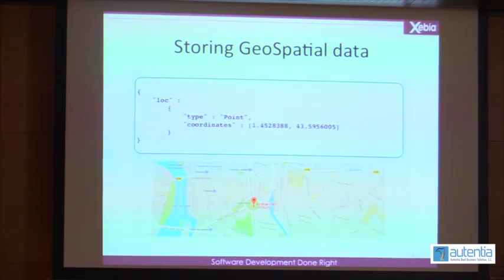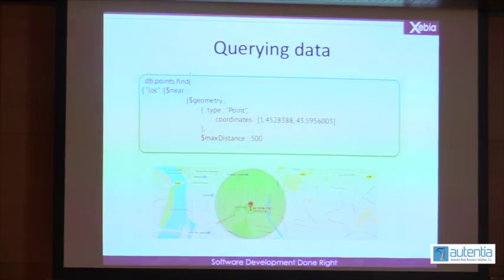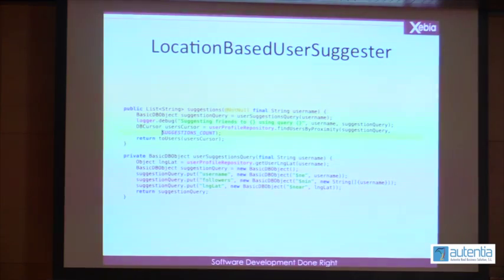So I have a username and his coordinates. Every user has a coordinate. And when you have to query the data, you just do a near query: find me all the users who are near to this location. It returns all the users that are near to my location, and I can just render them on my page. What I do here is a simple API.